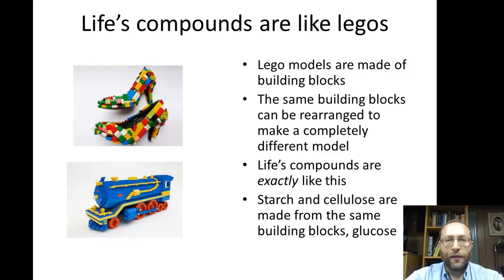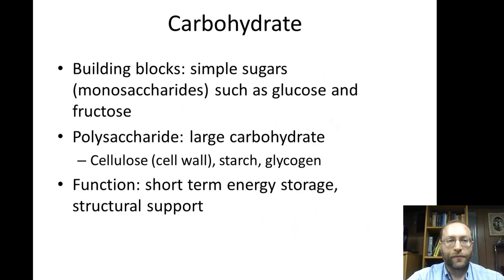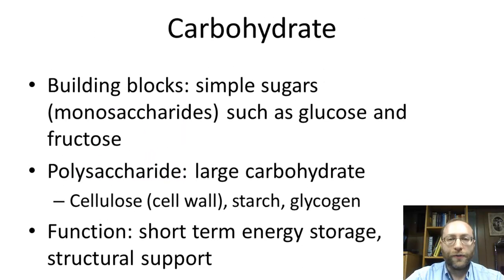Like everything that makes you you is something that you ate. And it's all how it is arranged. Like starch and cellulose are both made from the same building blocks, which is glucose. Starch is a complex carbohydrate that we eat and we get energy from. Cellulose is the main component of a cell wall, and we can't even digest it. That fiber is cellulose. Now, the first of the 4 that we're going to discuss are carbohydrates.